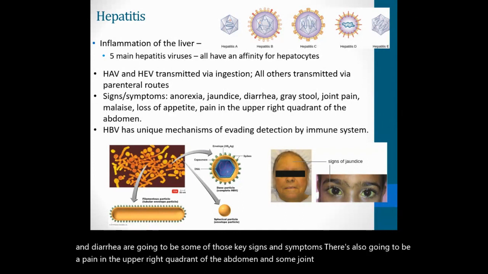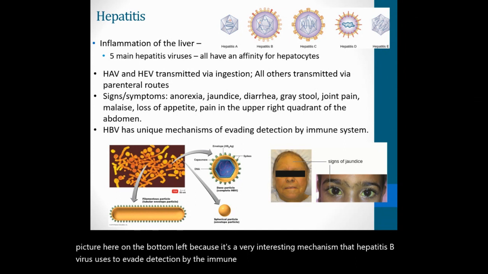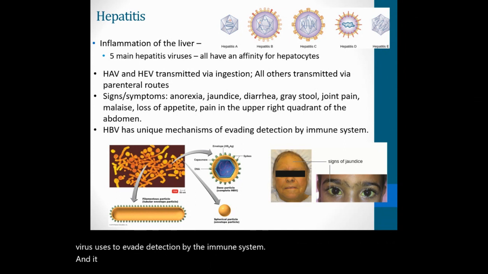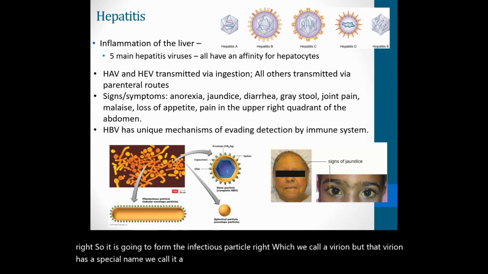I added this picture here on the bottom left because it's a very interesting mechanism that hepatitis B virus uses to evade detection by the immune system. And it is actually able, during the replication process, to form 3 different types of particles, right? So it is going to form the infectious particle, right, which we call a virion, but that virion has a special name. We call it a Dane particle. Okay, that's worth writing down, a Dane particle.